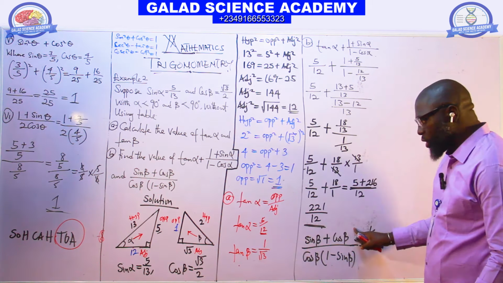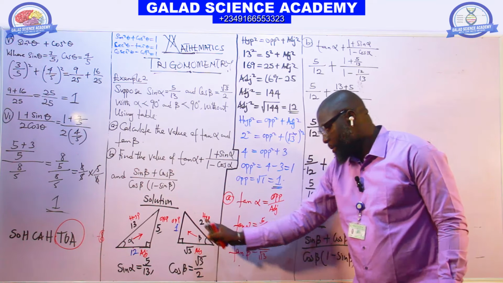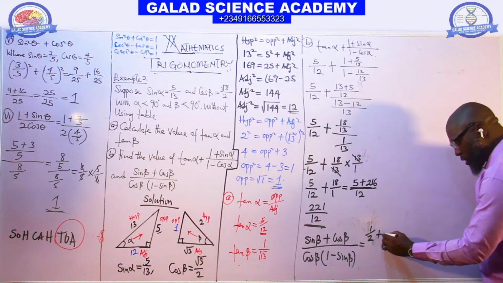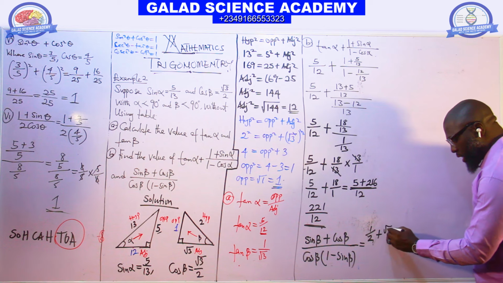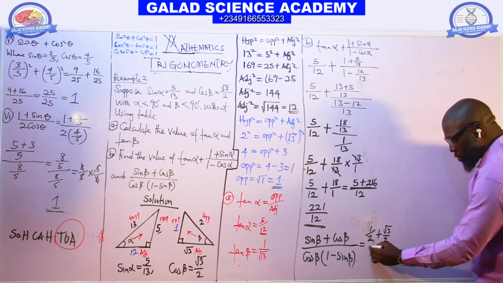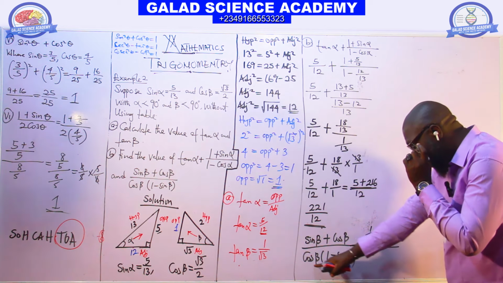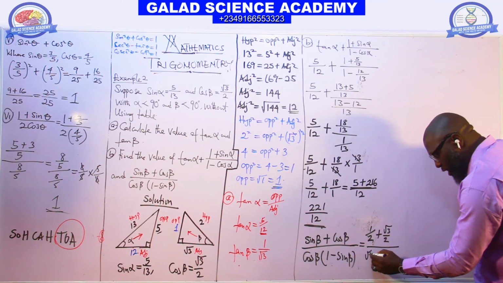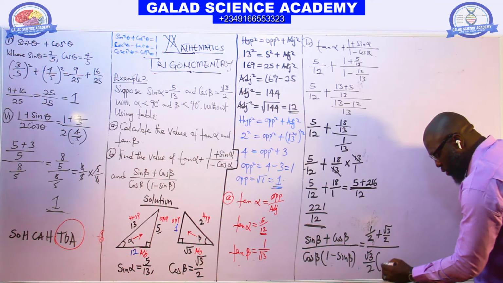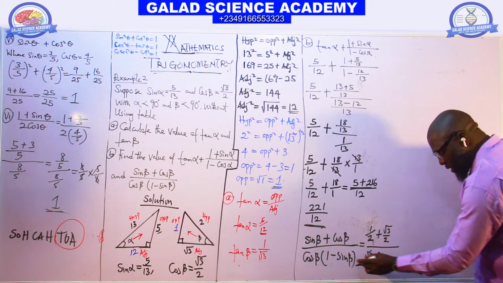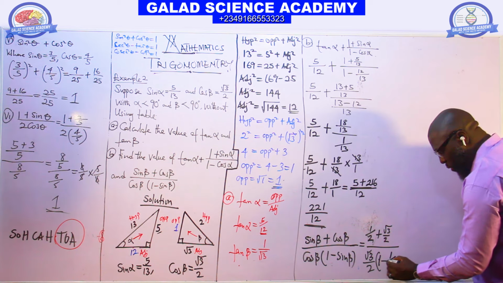What is cos? Cos is root 3 over 2. So cos here is also root 3 over 2, minus 1. Sine is 1 over 2.